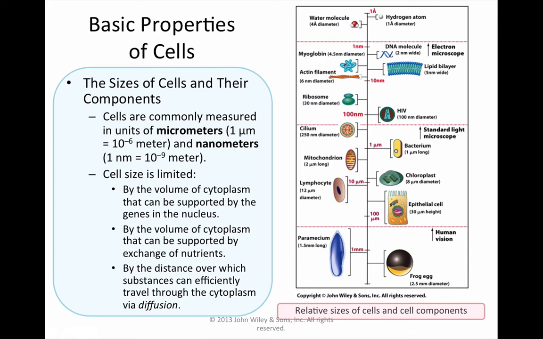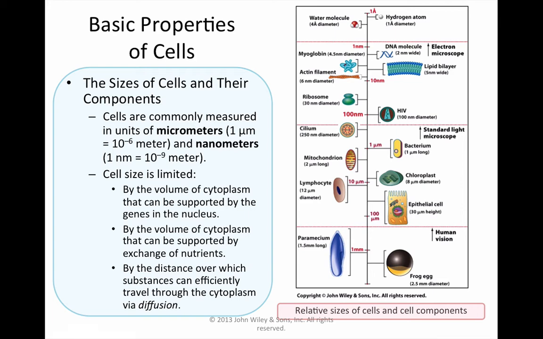So we normally measure a cell in a micrometer and nanometer. Micrometers are going to be 10 to the minus 6 while a nanometer is 10 to the minus 9. If we start with a hydrogen atom, and then you put, of course, 2 hydrogens and an oxygen together, you get a water molecule. So this is the size of an atom in a water molecule. Hydrogen atom being 1 angstrom in diameter.